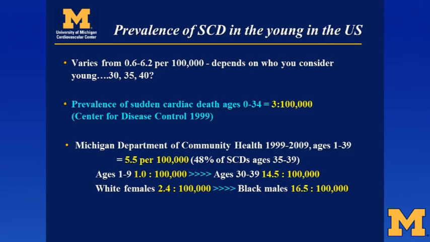And this is something that has been borne out in studies previous to this and subsequently, in non-athletes and athletes alike, in that there is definitely a large gender and racial discrepancy in rates of sudden cardiac death. White females are at the lowest risk, 2.4 per 100,000, whereas black males are at astoundingly high risk of 16.5 per 100,000. Nobody really understands why that is.